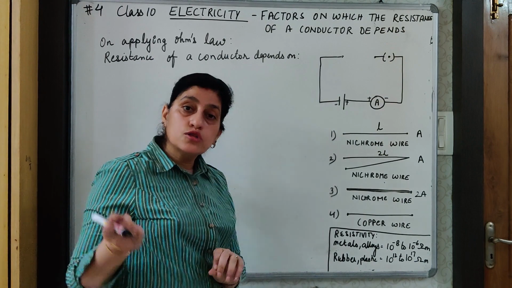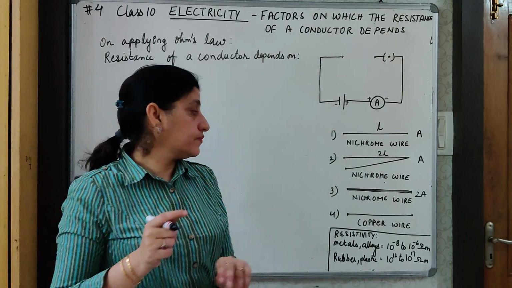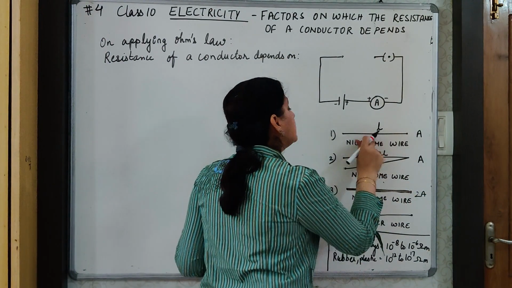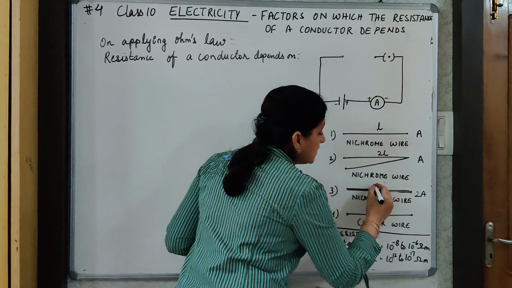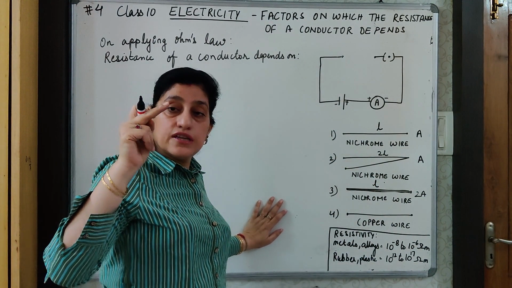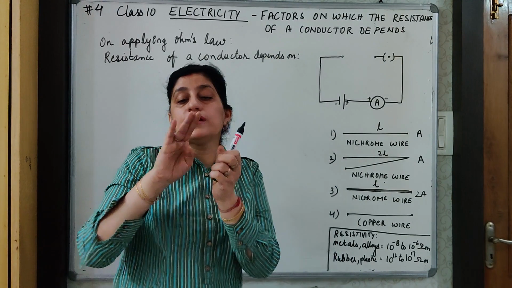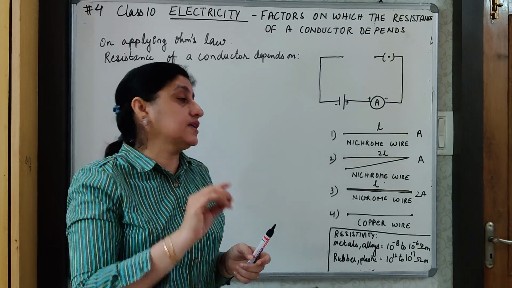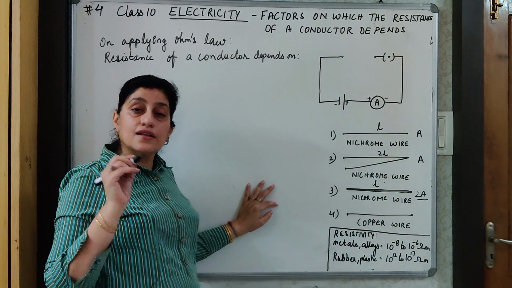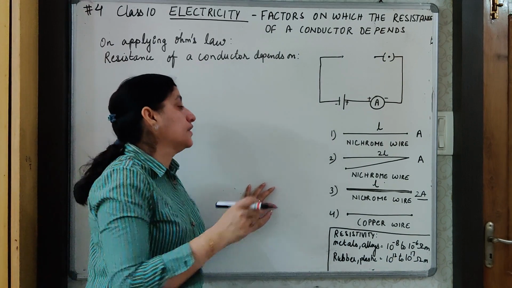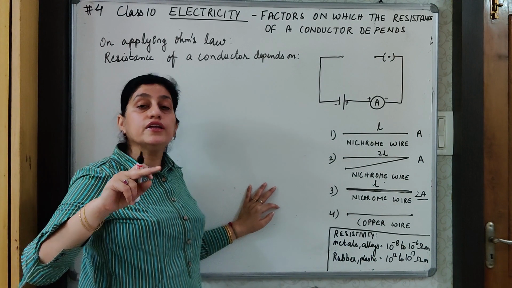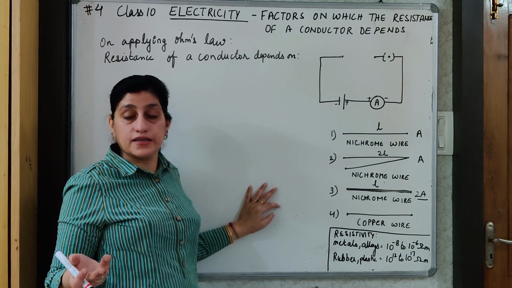Third, also we will take a nichrome wire which is having the same length as the first one. So the length is L, but the wire is double in thickness. Initially we had taken a thin wire. Now we are taking a thicker wire of double thickness. So we say that the area has been doubled and the length is the same. Again, when we are placing this and putting in the key plug, we notice a different value for current.